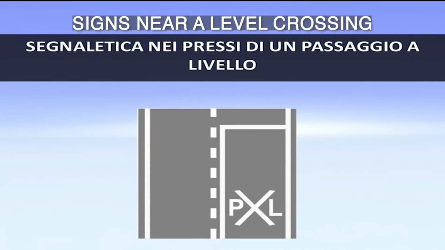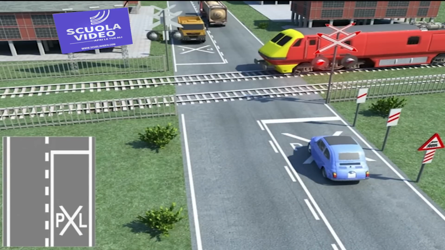Precedence signs near a level crossing. This sign is located near a level crossing of any type. Calls for caution when approaching the level crossing, paying attention to the possible arrival of trains.